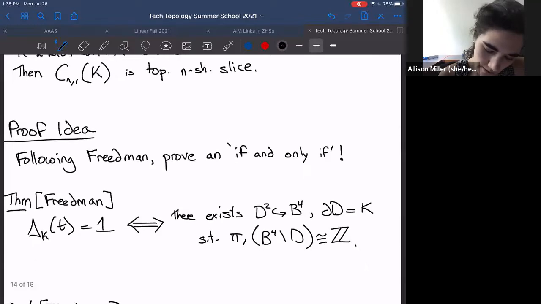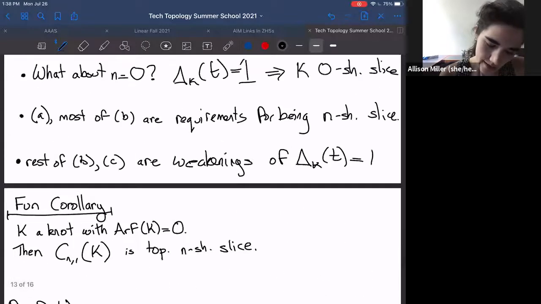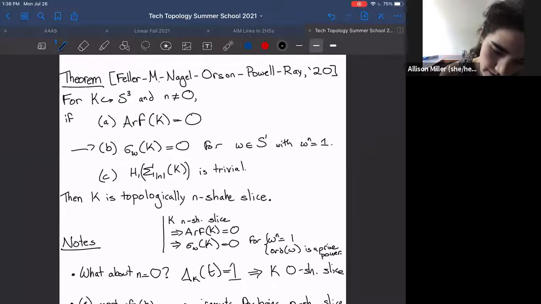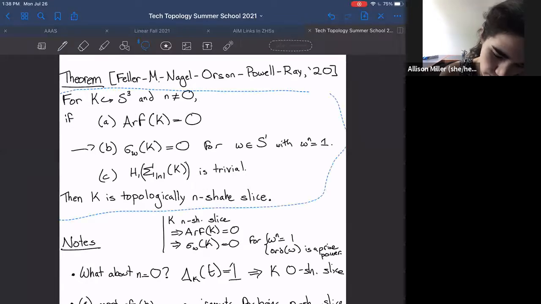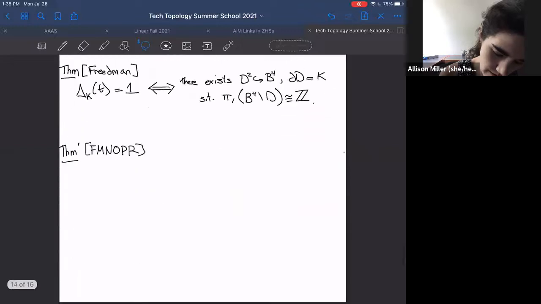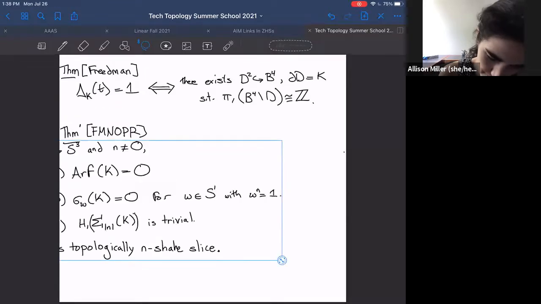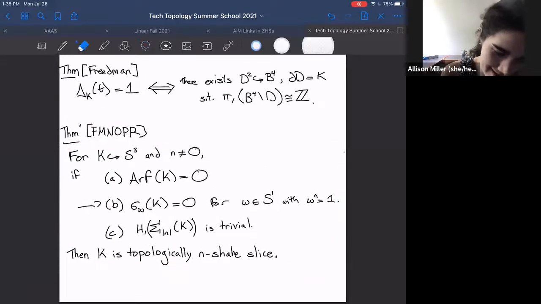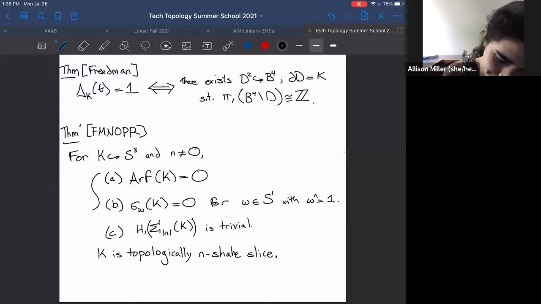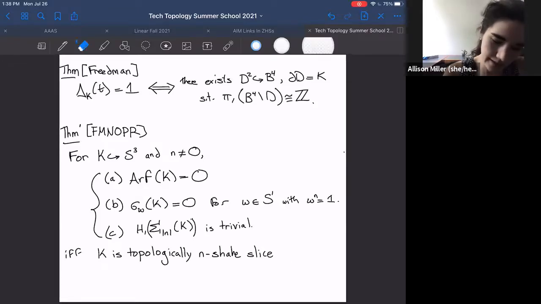Okay. So what's the if and only if statement that we get? Let me mostly copy it from here. It's really somehow rather similar, though longer. Okay, so for k in S3 and n not equal to 0, we have these three conditions. And we say that these three conditions are true if and only if, well, k is topologically n-shake slice.